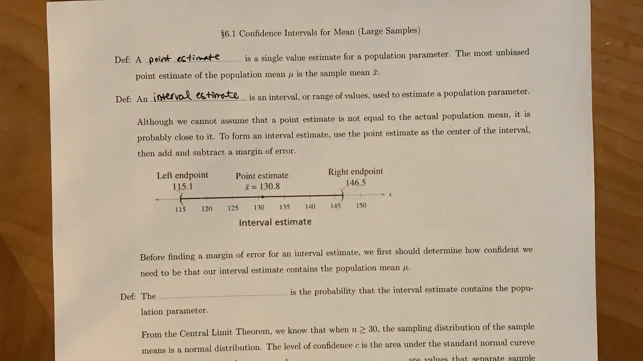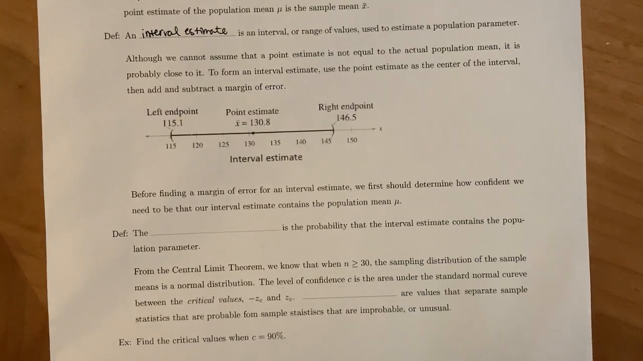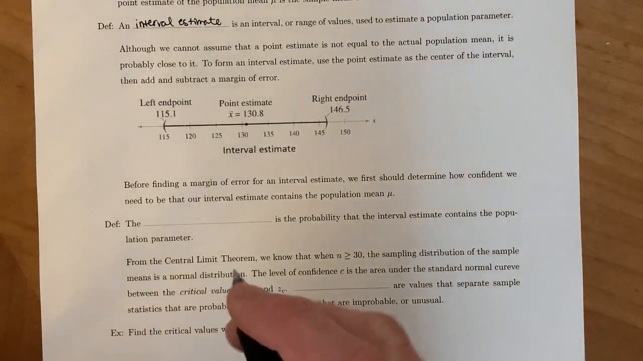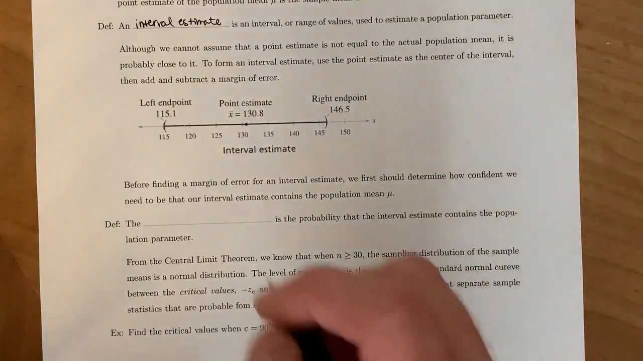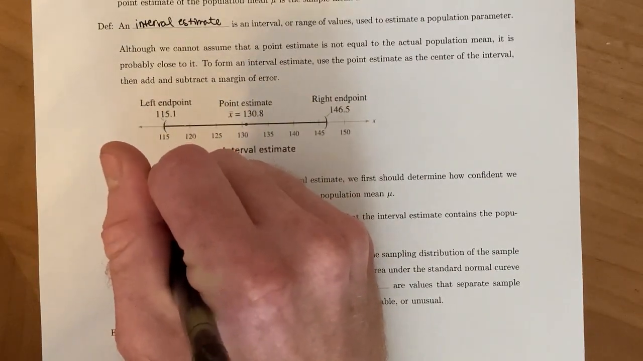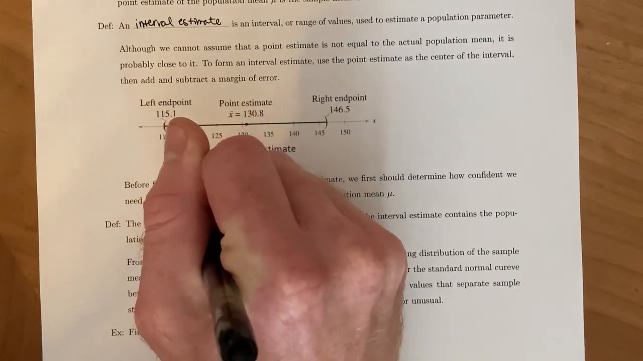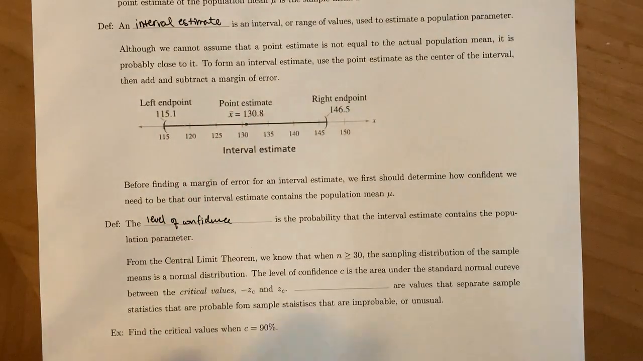Before finding a margin of error for an interval estimate, we should first determine how confident we need to be that our interval estimate contains the population mean. And that'll be specified in the problem for you. So the level of confidence is the probability that the interval estimate contains the population parameter. The higher the level of confidence, the larger the interval is going to be.